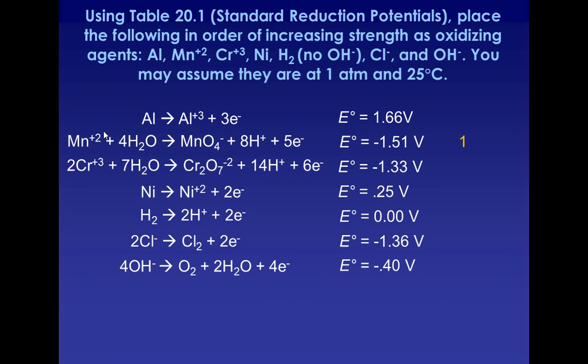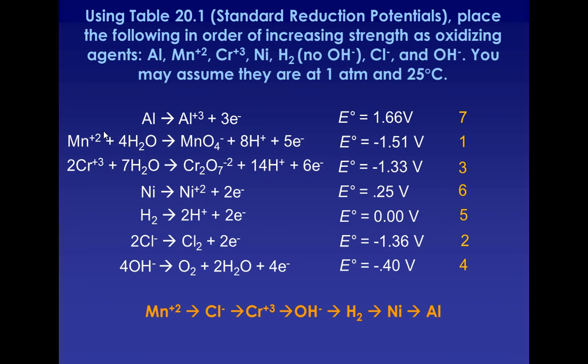So the most negative one was the Mn2+, and then I move on to chloride ions, chromium 3 ions, and I have one more negative, the hydroxide ions at the bottom. Hydrogen's going to switch over to the positive side, then we'll move on to nickel, and then we'll move on to aluminum. So in order from least effective as a reducing agent to most effective as a reducing agent would be the manganese ions all the way up to the aluminum atoms.